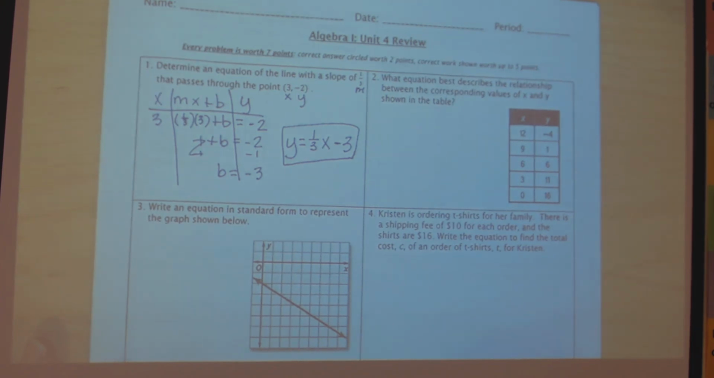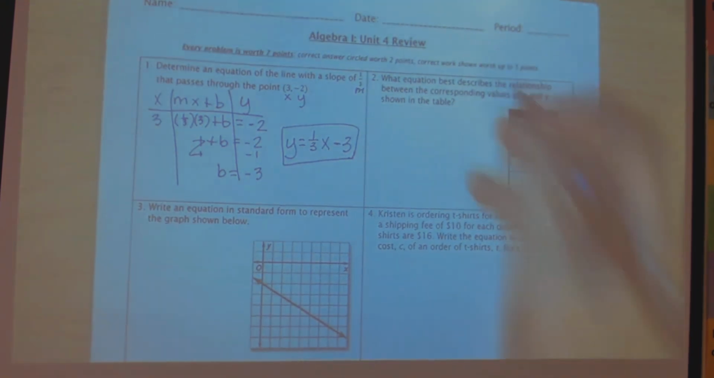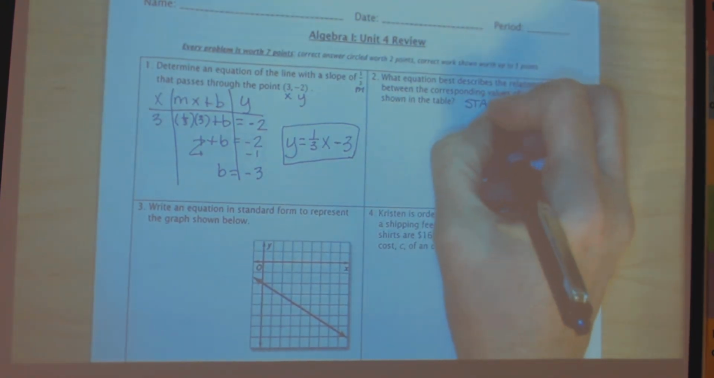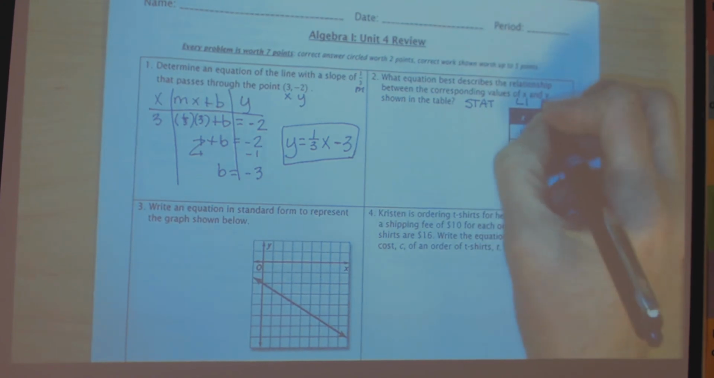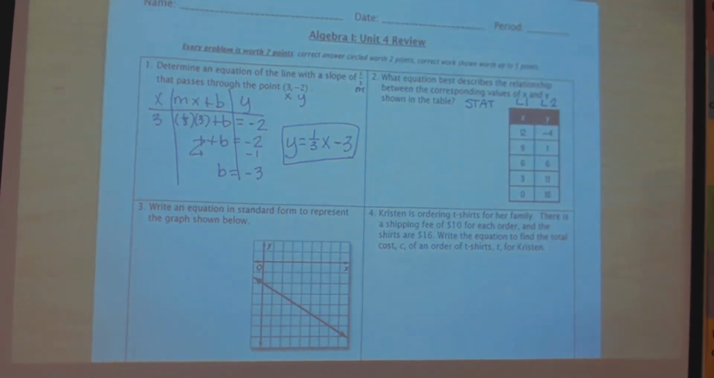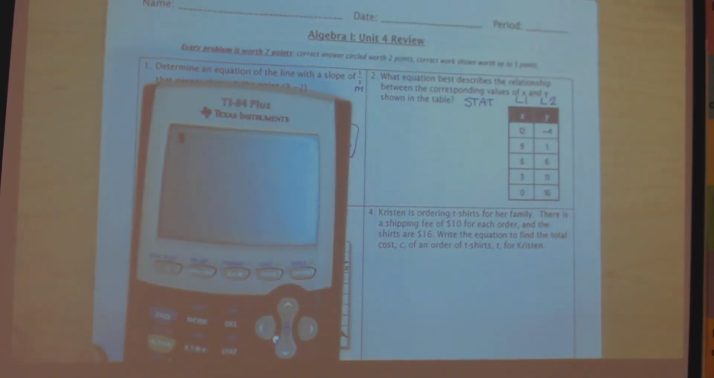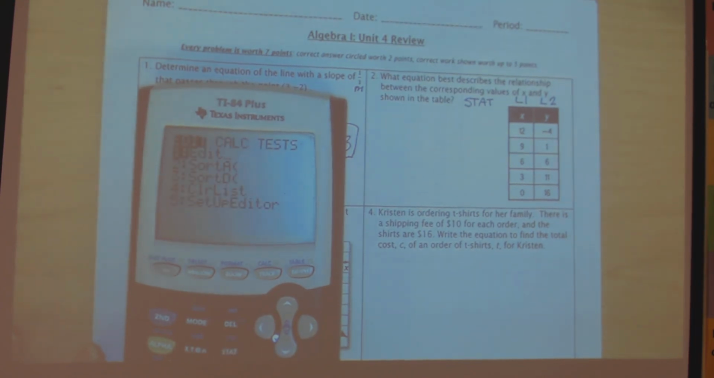For number 2, they want to know what equation best describes the relationship between these values. This is a stat problem. This is L1, this is L2. So I'll go through this one for you. So we go to Stat, Edit, and in L1 we put all of our x values. In L2 we put all of our y values.